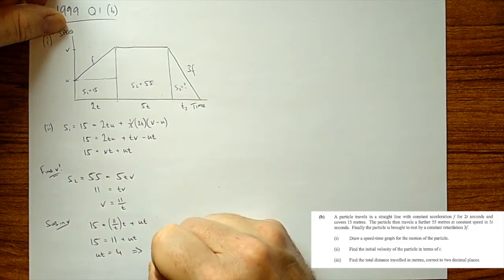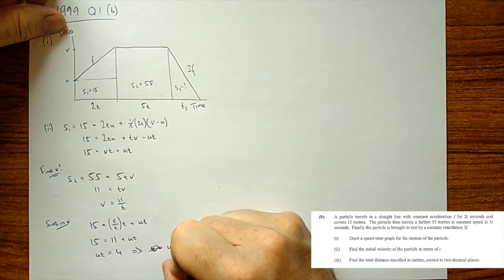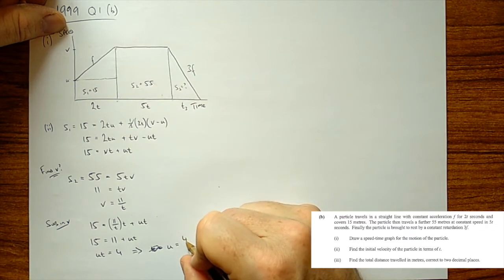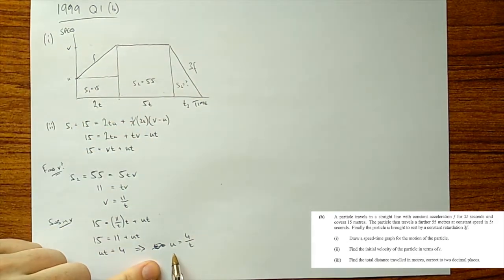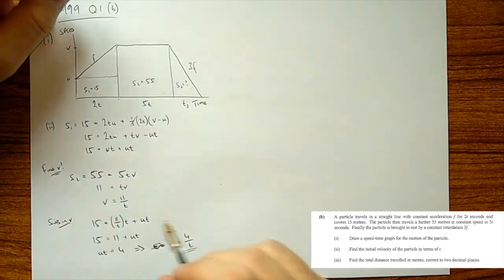Therefore, t equals, oops, of course we could find t, but we don't want t, we want u. Therefore, u equals 4 over t. Mind the 4's and t's there. So that is our initial speed in terms of t. There we have it.